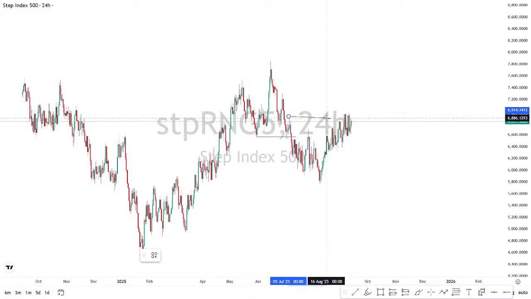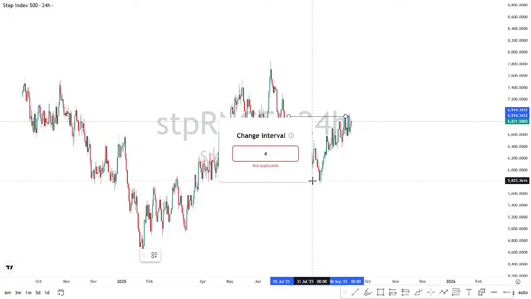Liquidity. This is the liquidity, and you can see that it has been taken, but of course we need a confirmation before we can say that is a valid area of reaction. So let's go to 4 hours time frame and see clearly what market is doing.